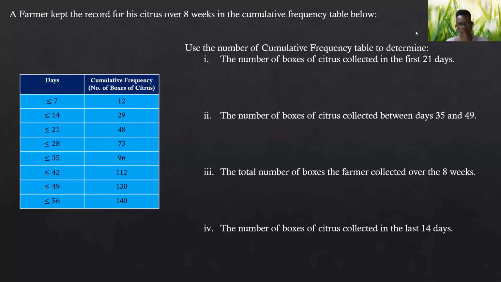All right, good. So final example for the night, and then we're going to close off. Looking at a cumulative frequency table and using it to answer some simple problems. So, as I said, this is a CSEC question. A farmer kept a record of his citrus over 8 weeks in the cumulative frequency table below, right? And the cumulative frequency here is the number of boxes.